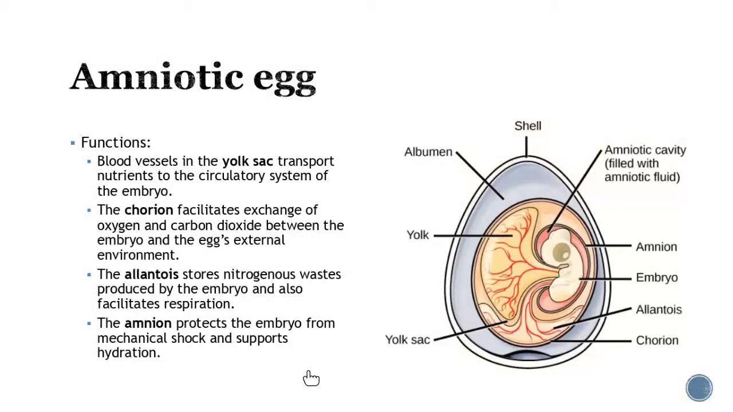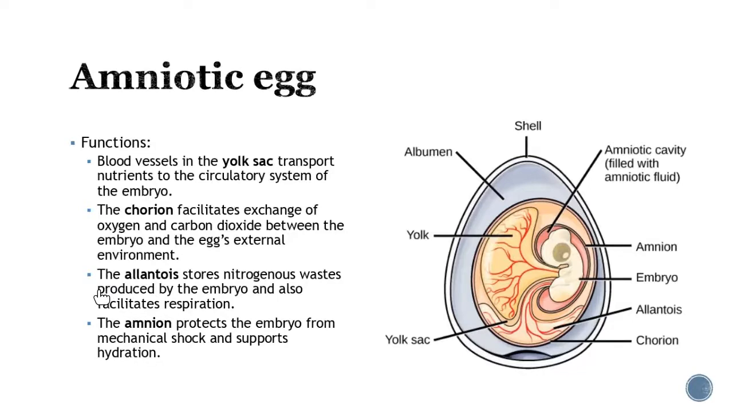So let's talk about the amniotic egg a little bit. What does it do? Well, it has several functions. There are blood vessels located within the yolk sac, and that helps transport nutrients to the circulatory system of the embryo, which you have right here. You also have what we call the chorion, which is right on the outside here. It facilitates an exchange of oxygen and carbon dioxide between the embryo and the egg's external environment.